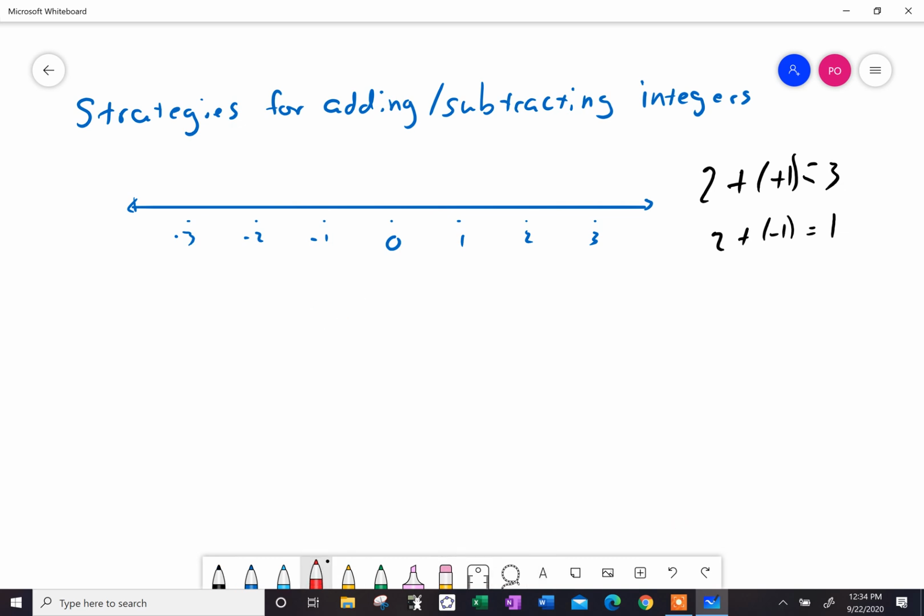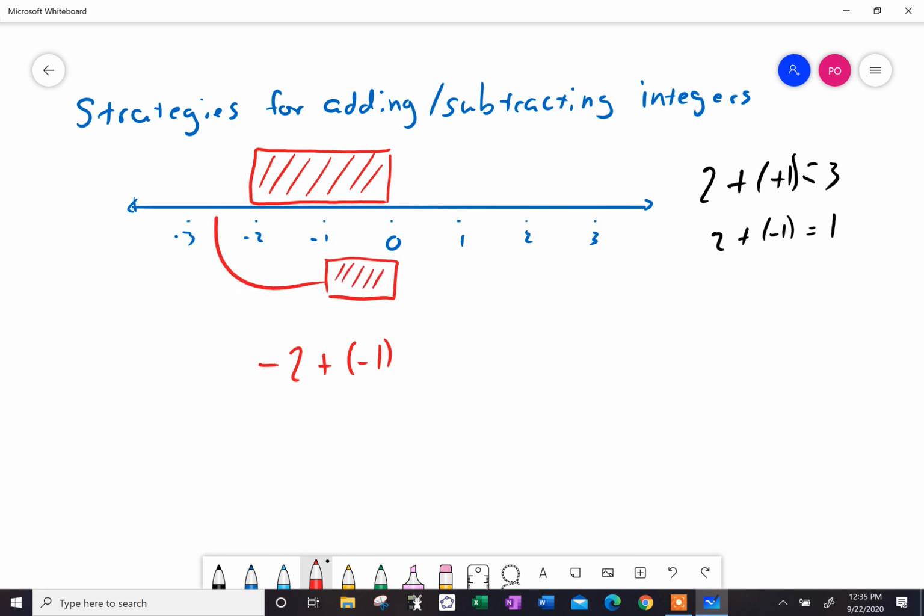What if we had a negative 2 plus a negative 1? Well, take a look. The negative 2 is occupying this space. A negative 1 is still in the same direction, so that can actually get tacked on, and you might notice that it becomes negative 3. So I'm going to record this over here. Negative 2 plus a negative 1 equals a negative 3.